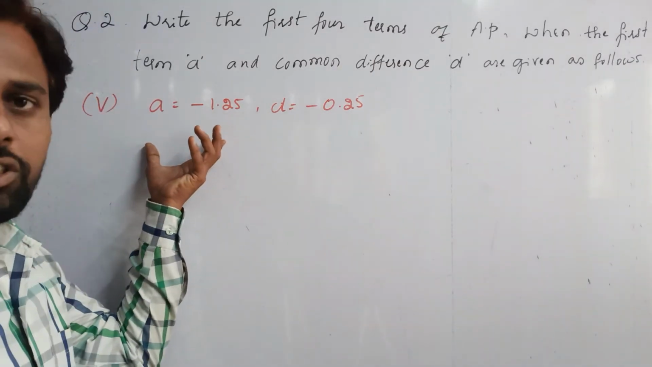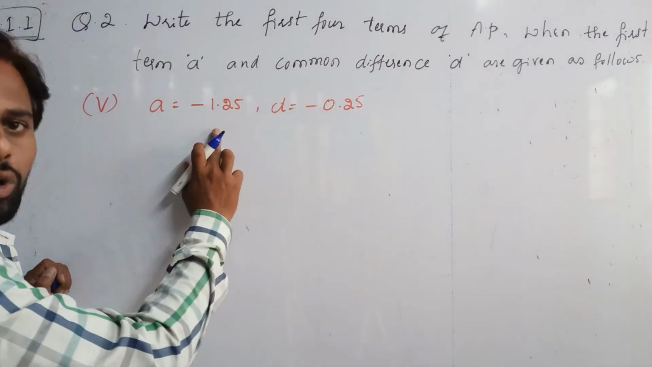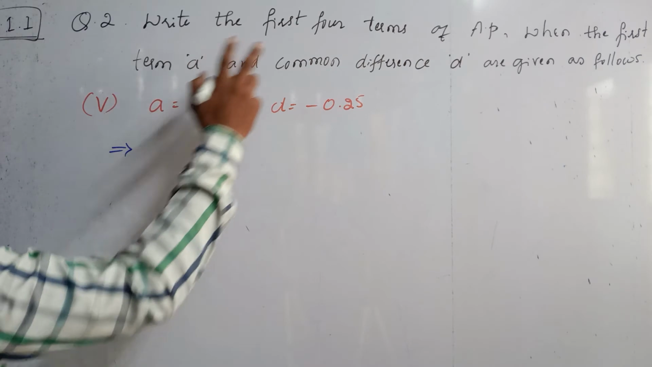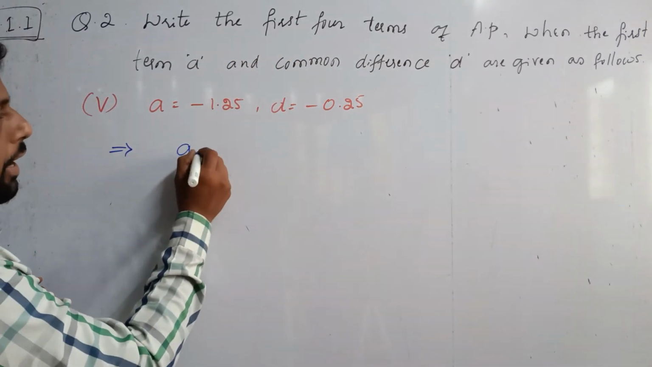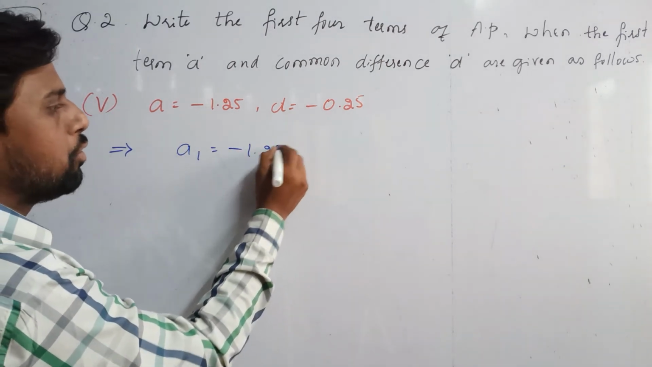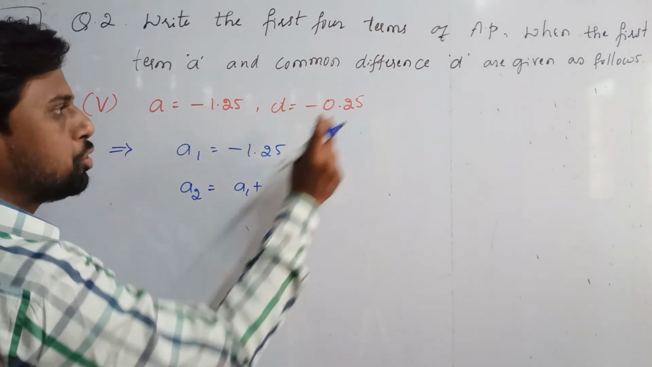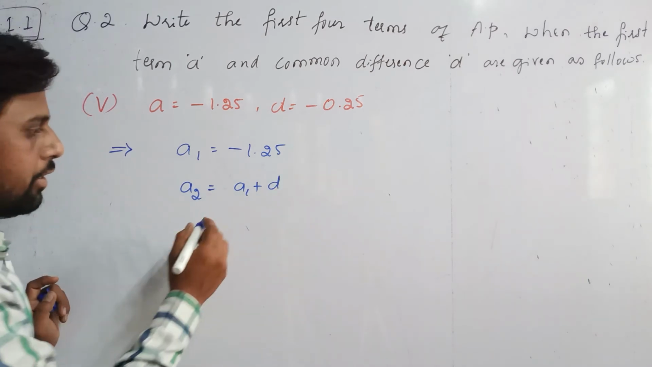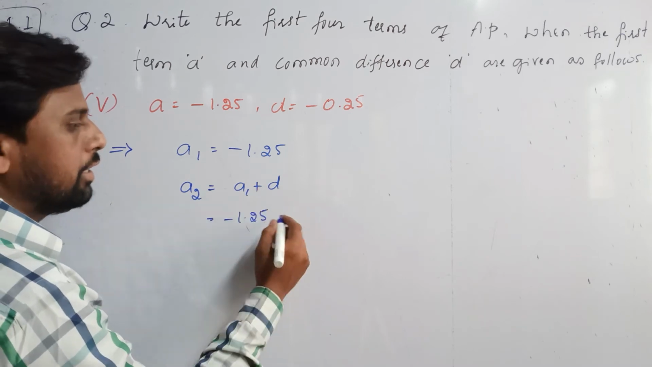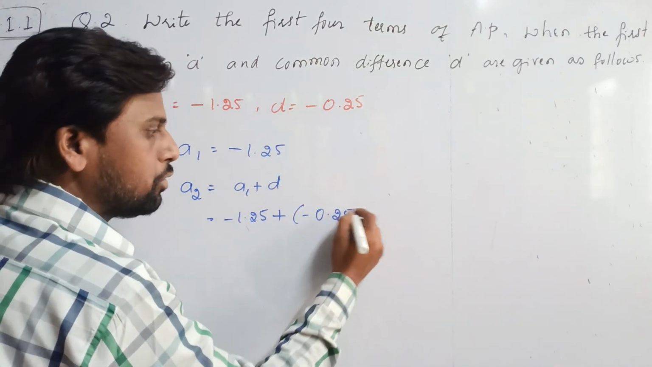Okay, let's go for the fifth question here, students, from the main second question. Fifth one. Here they have given A is equal to minus 1.25 and D is equal to minus 0.25, students. So to find the first 4 terms, here what we should do? Here A1 is equal to, A is nothing but A1, first term only, students, here. So it will be minus 1.25. So if you want to find A2, obviously what you should do, students, here? In A1 you should add the common difference D. So what is the A1 value we know, students, here? That is minus 1.25. Here plus what is the common difference D given here? That is minus 0.25. Okay, students.